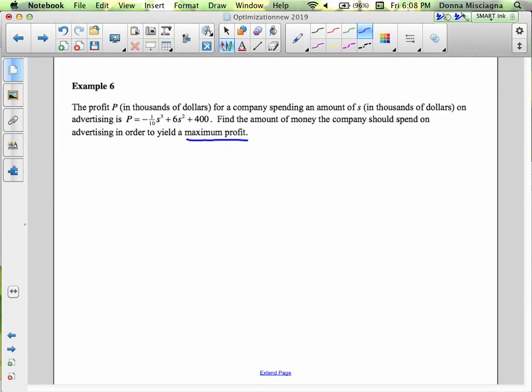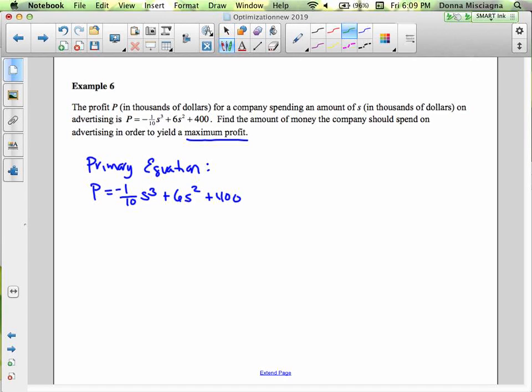So this is just like curve sketching. We're just looking for the maximum here. Here's our primary equation. We already got it. Sometimes you're given the primary equation, not too often. But it's P equals negative 1/10 S cubed plus 6S squared plus 400. So now take the derivative. This is going to be a fast one.